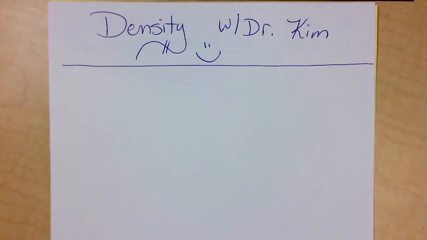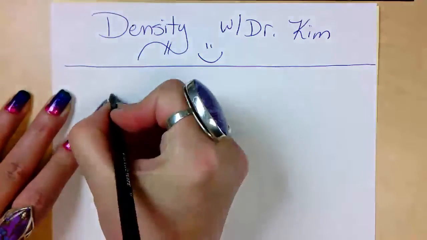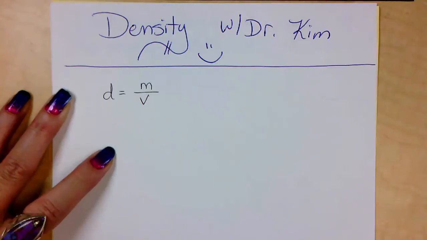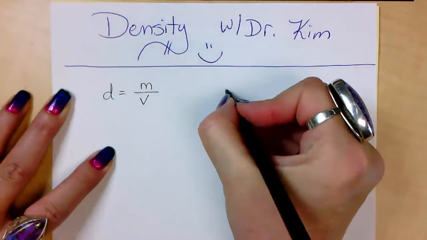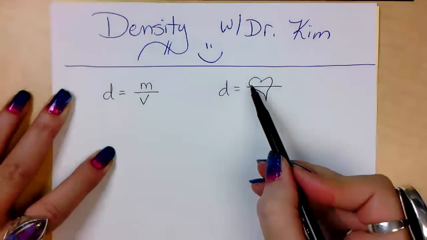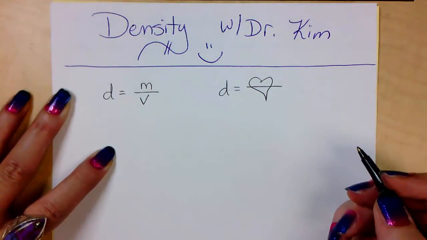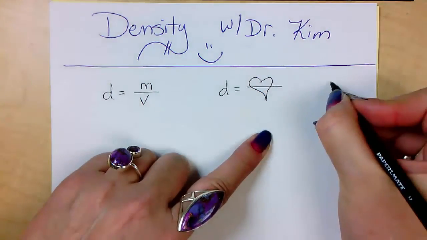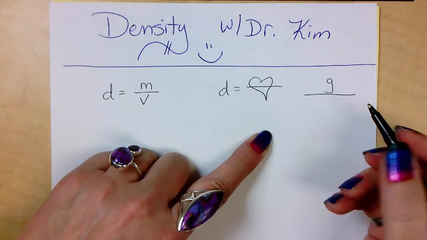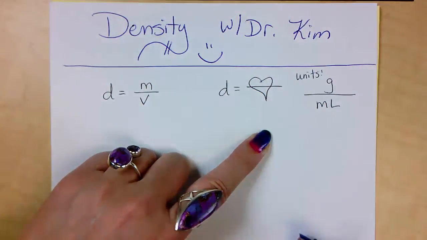Does anyone know what the formula is for density? You are correct if you said density equals mass over volume. So a silly way to remember this is to draw a heart with a line through it, because then you have your mass over your volume. I know that's silly. What are the units? Mass is usually in grams, you're correct, and volume is in milliliters. So that's our units, grams per milliliter.